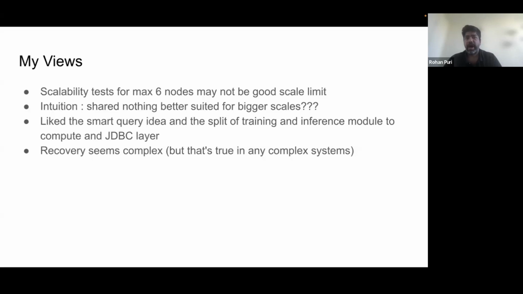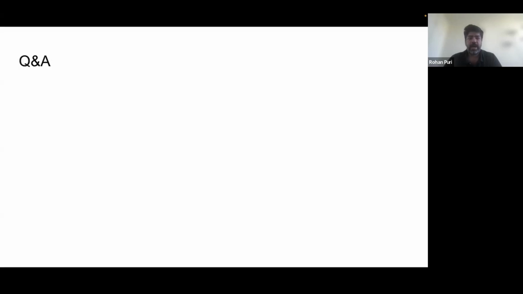when that would happen, I feel that this approach may result in a lot of movement, even with the smart query routing. But I really like the smart query idea, and also their split of training given to their compute nodes and inference moving to the JDBC layer. But with these disaggregated layers, I think the recovery, though it may be fast, seems complex to me. But that's true with any complex systems. So yeah, I'm done with my presentation.